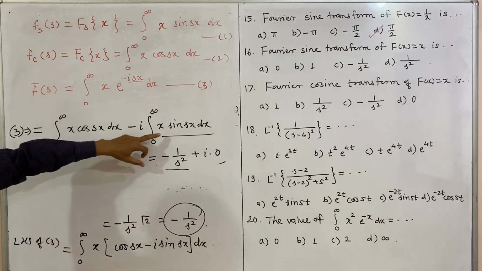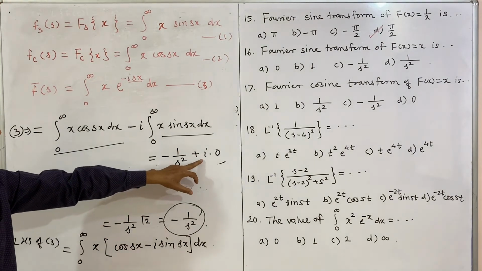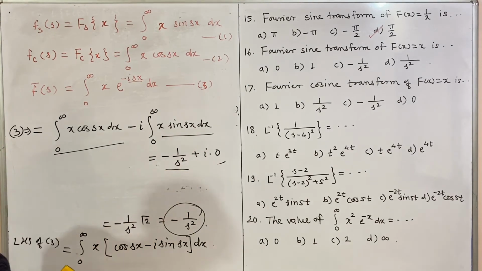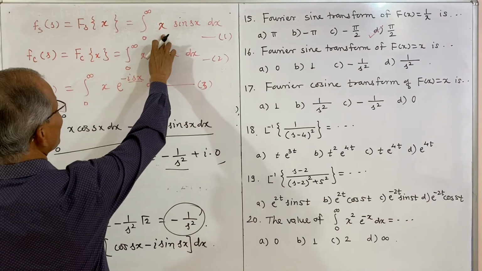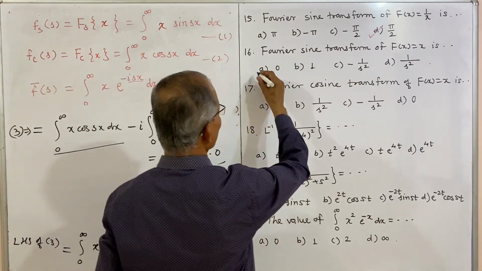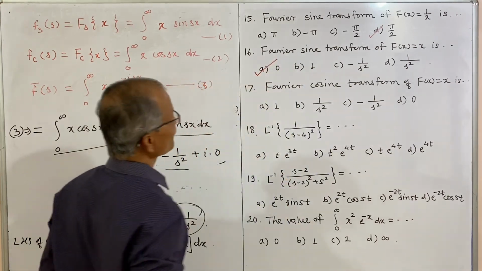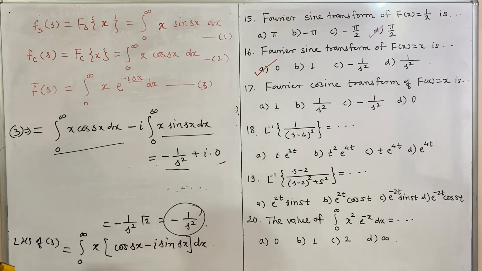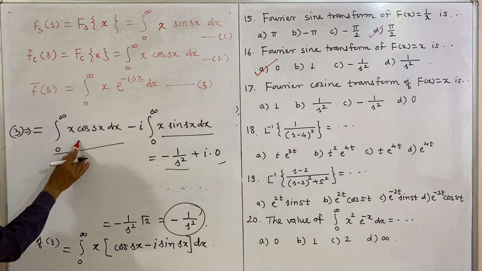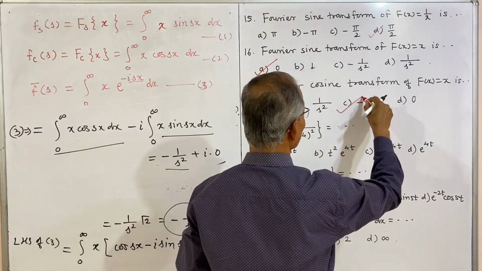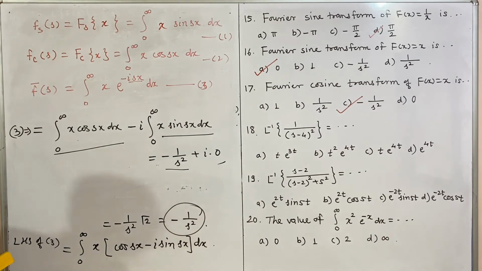For the sine transform, the value is the imaginary part, which is 0. So this integral value is 0. That means the Fourier sine transform of x is 0. This is the alternative for the first. And what about the Fourier cosine transform of x? The Fourier cosine transform of x is minus 1 upon s square. So thus we have obtained both answers, Fourier sine transform and cosine transform.